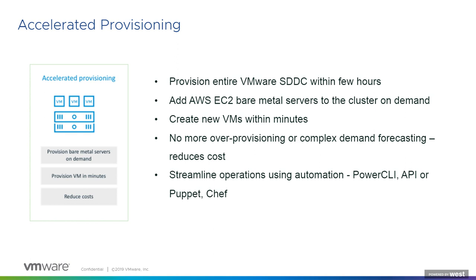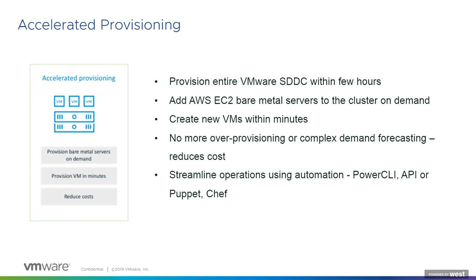Accelerated provisioning. With VMware Cloud on AWS, we can now provision an entire VMware SDDC within a few hours, as compared to the days it traditionally used to take in procuring a server, racking it, stacking it, installing ESXi, and so on and so forth, and the rest of the steps. So we can now add AWS EC2 bare metal servers to the cluster on demand based on the customer need, and hence are able to scale horizontally, effortlessly, thereby meeting the business SLAs and demands.